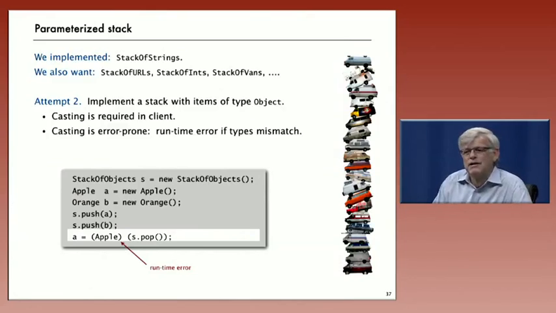So in this example, we have two stacks, one of apples and one of oranges, and then it's up to the client when it pops something off the apple stack to cast it to Apple to keep the type checking system happy. The problem with this is that the client code has to do this casting, and it's kind of an insidious bug if it doesn't quite get it.